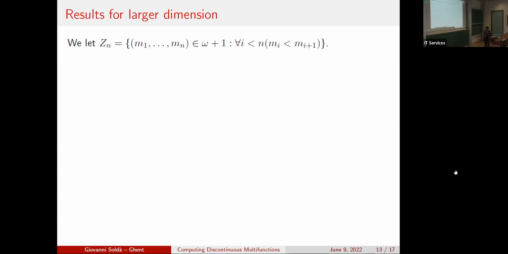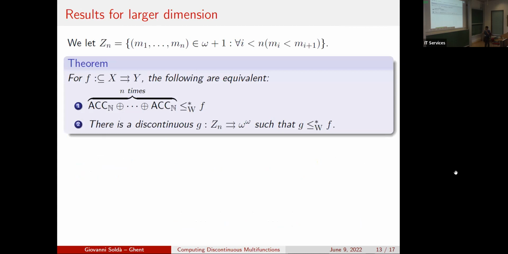Okay, so results for larger dimensions. What I want to prove is the following: the following are equivalent. This time it's equivalent for your discontinuous function to compute the sum of n many ACC_N, and to have a nice sequence in the domain in this sense. So what you want is essentially to have, as expected, Cantor-Bendixson rank n+1 in a certain sense. So what is this space?